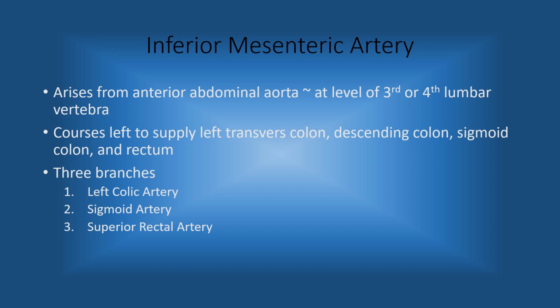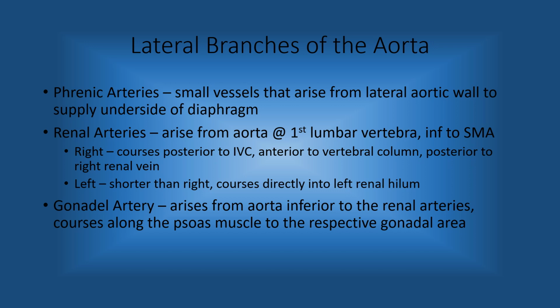Okay, and again, it's not a complete, discrete, clean division, but it will help you keep things separated a little bit. Your branches off your inferior mesenteric artery are going to be the left colic artery, the sigmoid artery, and the superior rectal artery. Okay, that takes care of our anterior branches.